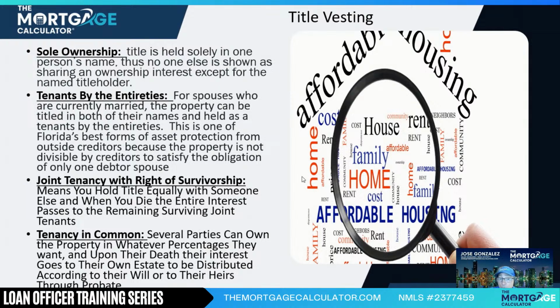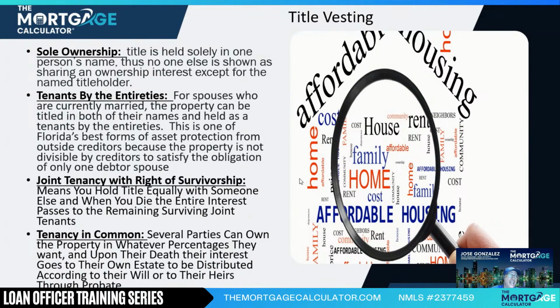It doesn't go to the heirs of that individual. It doesn't go to probate. It's simply, if you had three people on title and one of the people dies, the 33 and a third interest of the person that died is equally divided amongst the two remaining owners. So that's why joint tenancy with right of survivorship is also pretty good asset preservation, but is not for people that want to pass their interest in the property automatically to their heirs.